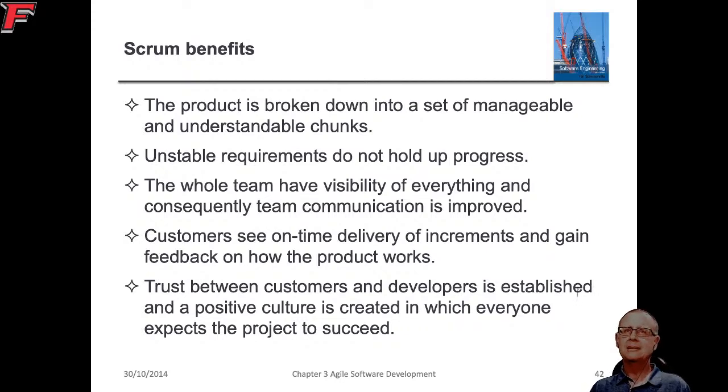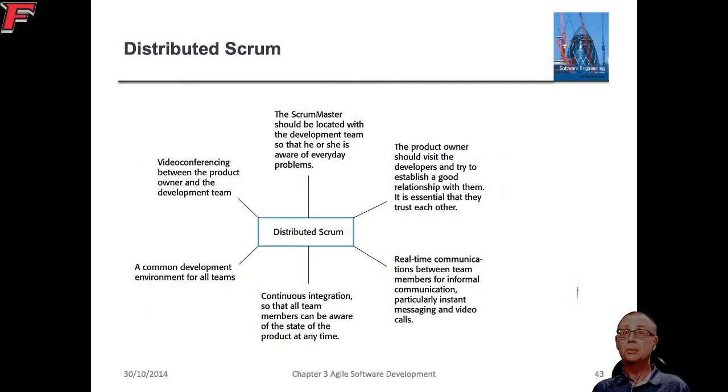Right, here are some benefits. Products are broken down into manageable chunks. We don't hold up progress because of unstable requirements. The whole team has visibility into everything. Customers see on-time delivery in increments, and it improves the trust between customers and developers. It's possible to do distributed Scrum, but you have to have real-time communications, and as the current situation has shown, things like Zoom or Slack or Skype or Teams or Discord all work to help with those.